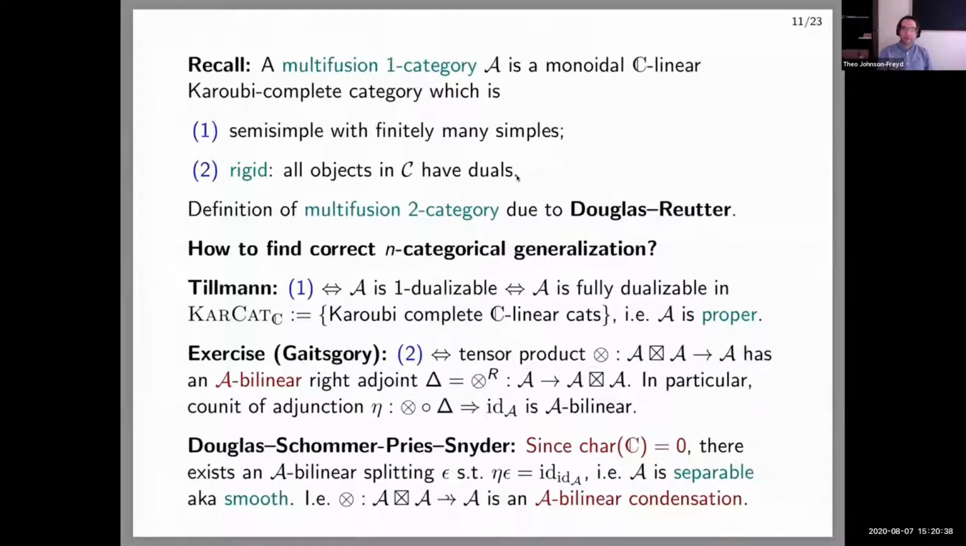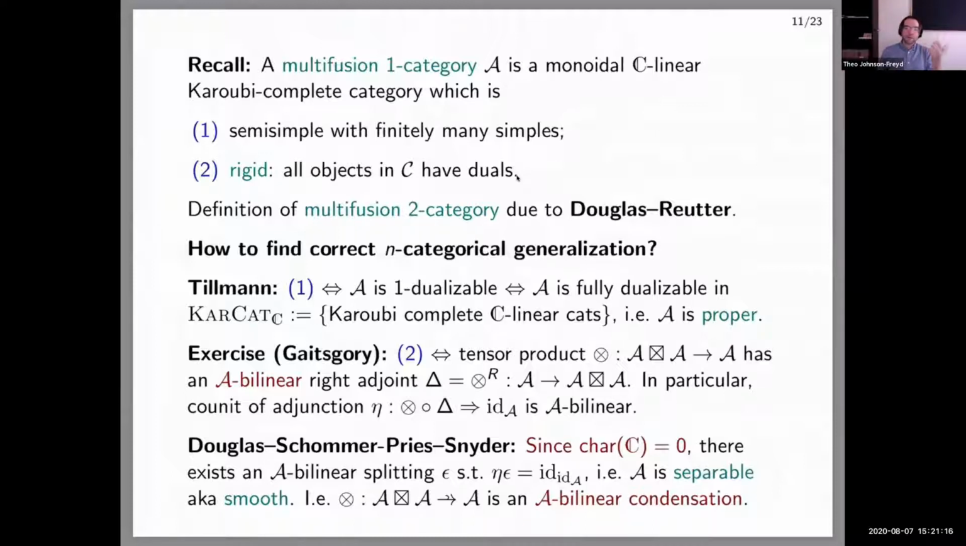if you have a one category, forget that it's monoidal. A Karoubi complete C-linear one category is semi-simple with finitely many simples if and only if it is dualizable, one dualizable in the space of Karoubi complete linear categories. And this also happens if and only if it's actually fully dualizable, two dualizable in this two category. So either of those, being one dualizable or being fully dualizable, are good replacements for the notion of semi-simple with finitely many simples.